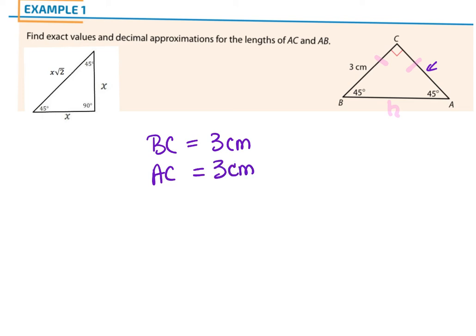The hypotenuse here is A to B. It is just going to be side length times the square root of 2 centimeters. That is my exact value. How do I find my rounded value? In your calculator, 3 times the square root of 2. Round to 1 decimal place, you should get approximately 4.2 centimeters, okay? This is exact, this is rounded.